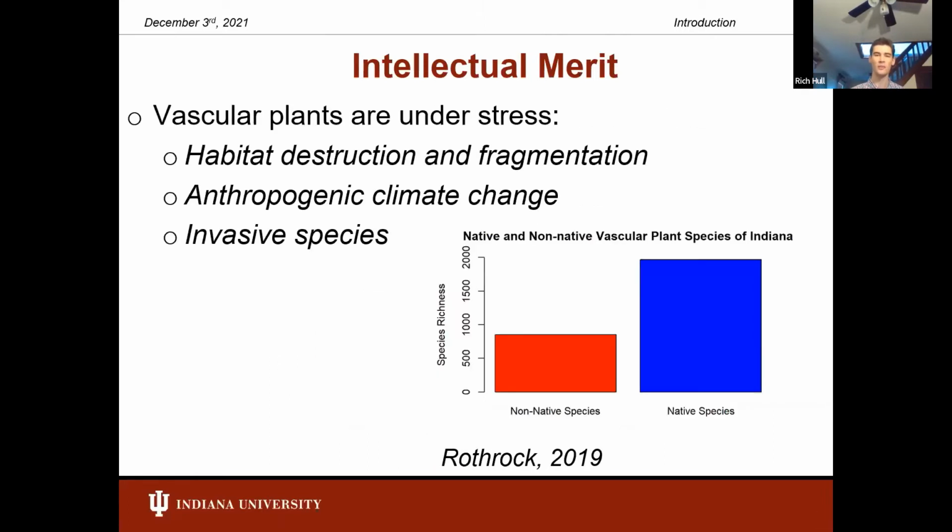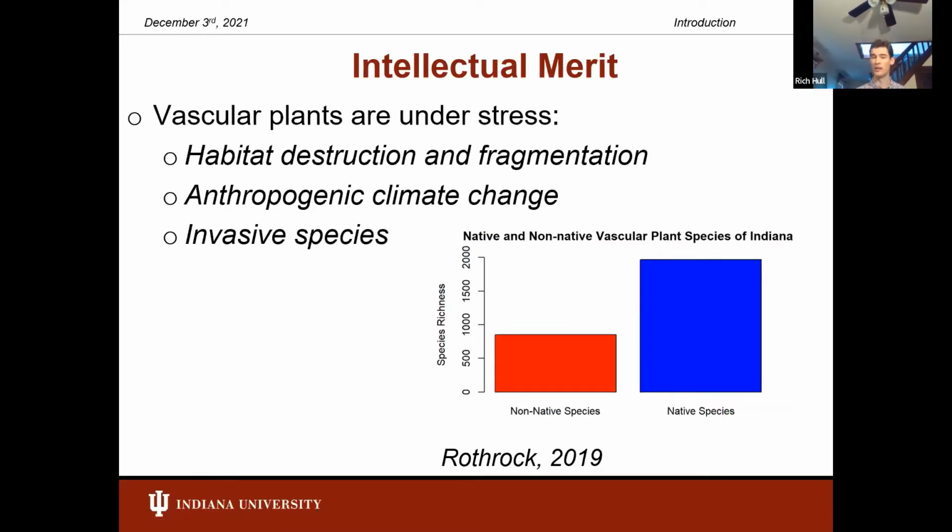So in addition to being very important for ecosystems around the world, they are under stress. There are three main points of stress I think of traditionally. So the first is habitat destruction and fragmentation. The second is anthropogenic climate change, where the climate is changing faster than it has in historical record. And then invasive and exotic species. And this last one is known to be the most influential, at least now, anthropogenic force.